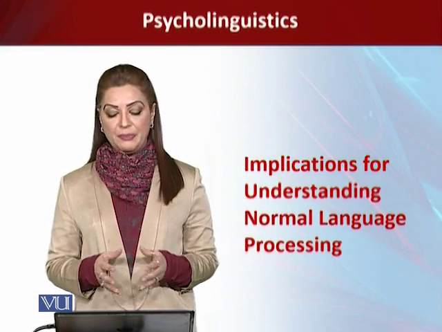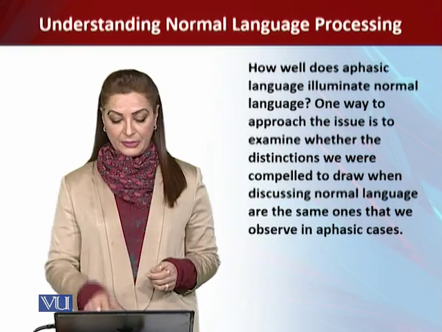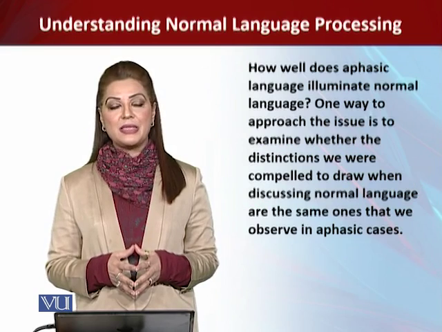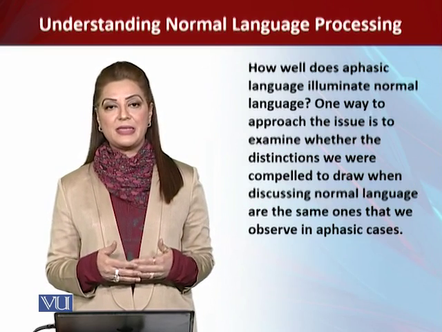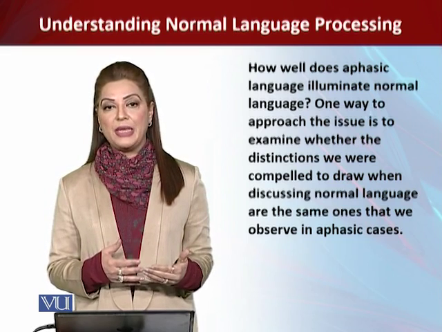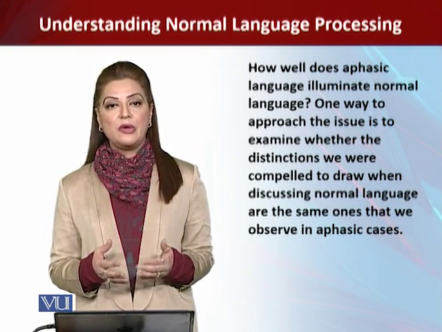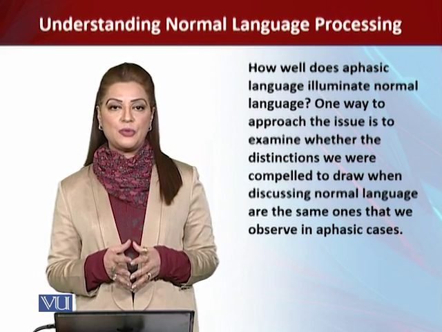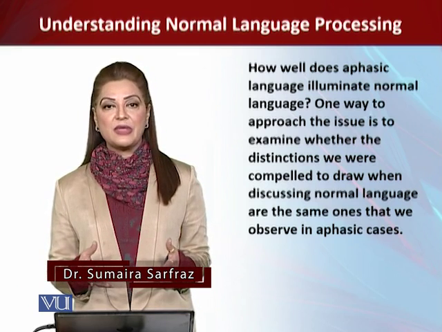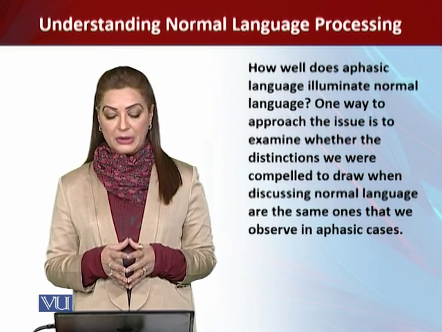Now we will look at the implications for understanding normal language processing. We have already discussed the aphasic issues and how disorders take place and how different lesions in different specific areas of the brain actually lead to the different types of aphasia. But now we have to look at normal language processing to see whether they function similarly, what the differences are, and how these processes differ in terms of language use.